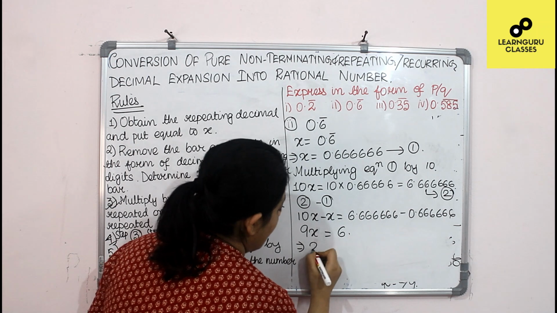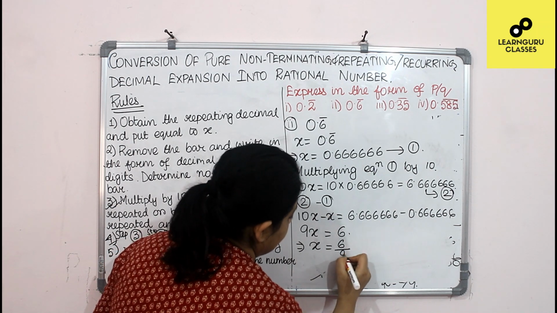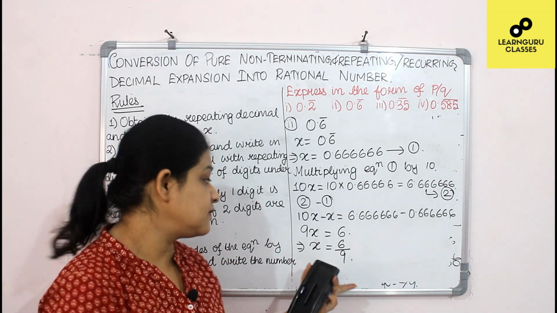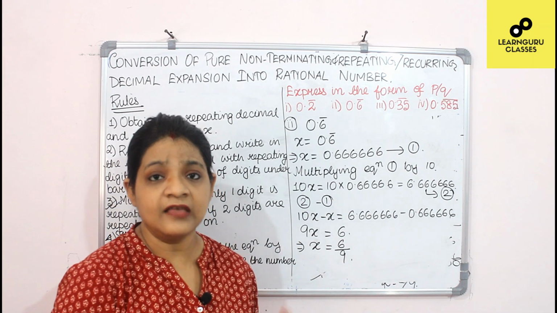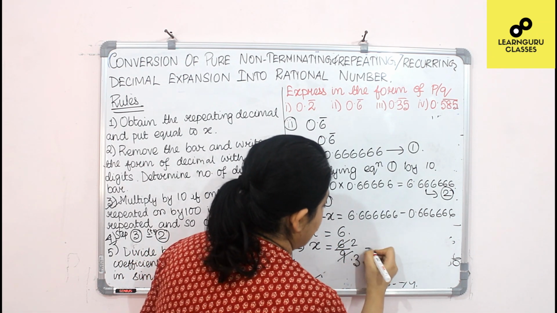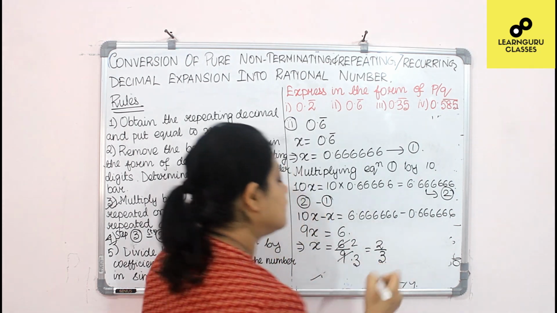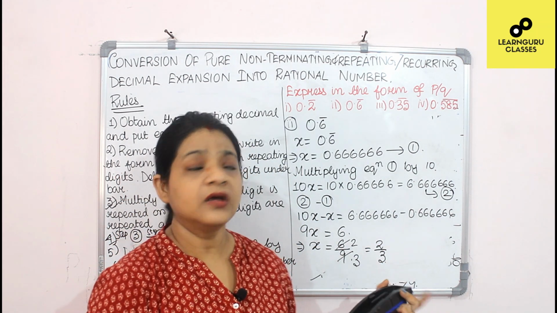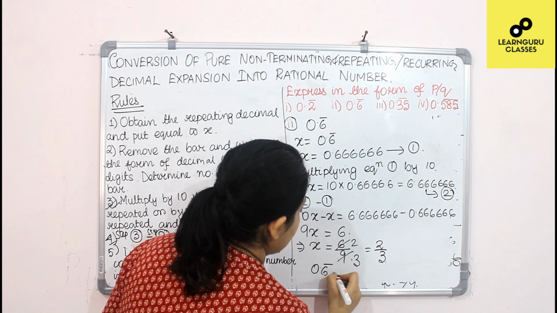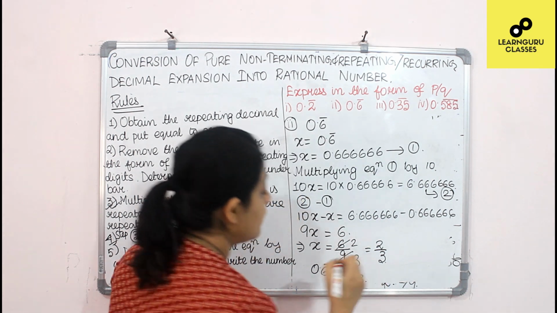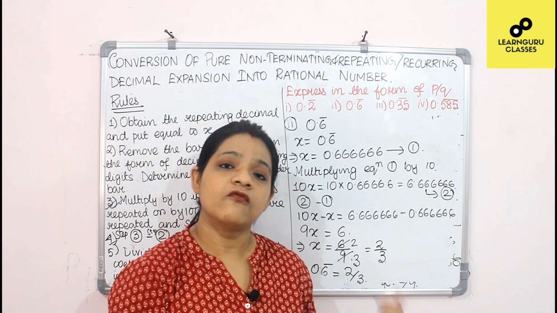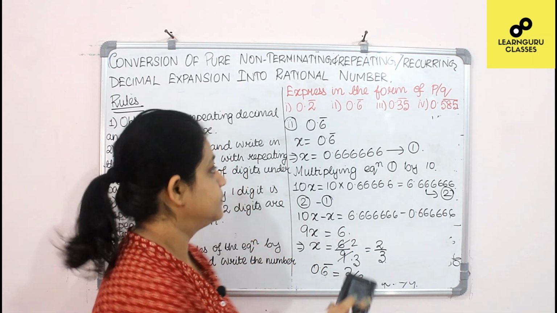Okay, so x equal to 6 by 9 you are getting. Again this can be further simplified since you have the common factor 3, isn't it? 3 twos are 6, 3 threes are 9. So 2 by 3 is also a rational number. So we can say that 0.6 bar is expressed in the form of a rational number, that is 2 by 3. Now let's move on to the third sum.